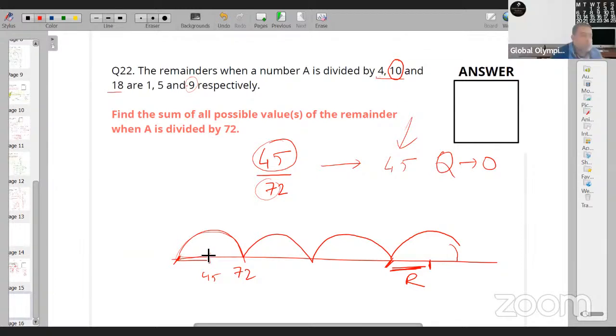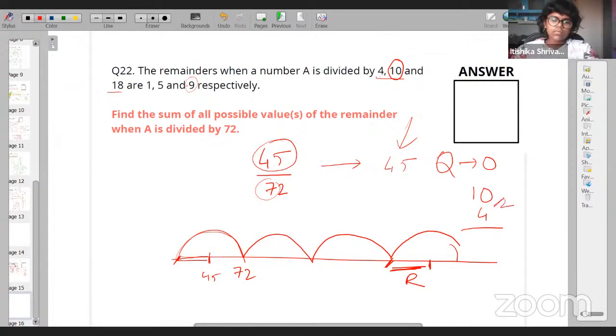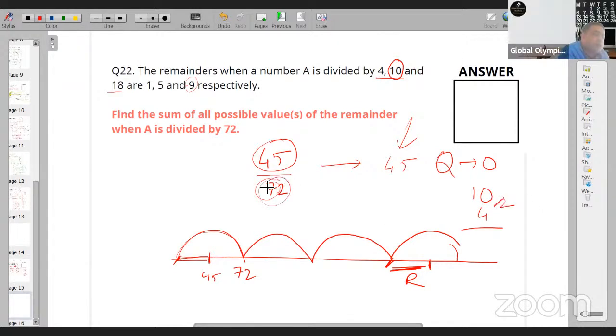Correct or not? For example, if you divide 10 by 4, 4 will jump 2 times properly till 8, and then you cannot take another jump because then you cross the 10. So the remainder will be 2. In this case, the jump is 0, therefore the remainder is 45. That's how it is.